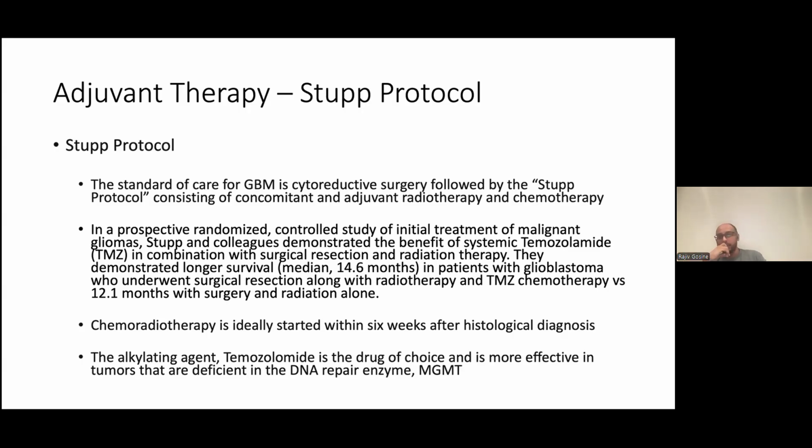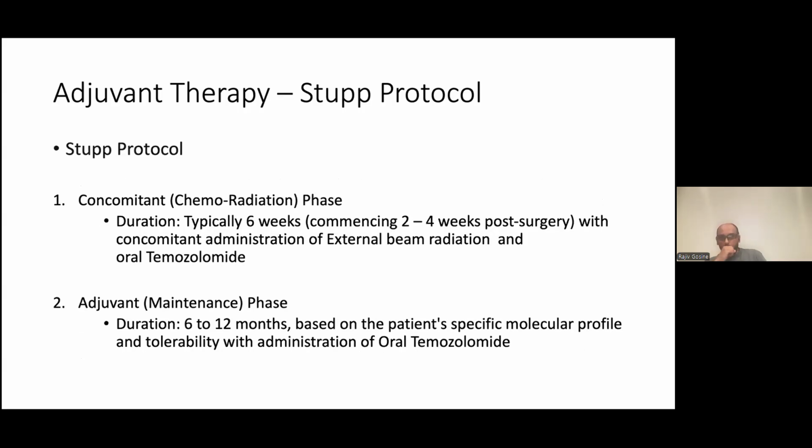Chemotherapy is ideally started within 6 weeks after the histologic diagnosis. And the alkylating agent, TMZ, is the drug of choice and is more effective in tumors that are deficient in the DNA repair enzyme MGMT, which we'll discuss in a little bit. Now, according to the protocol, the chemoradiation or concomitant phase is usually 6 weeks, commencing 2 to 4 weeks post surgery after the wound is healed, with concomitant administration of external beam radiation and oral TMZ.